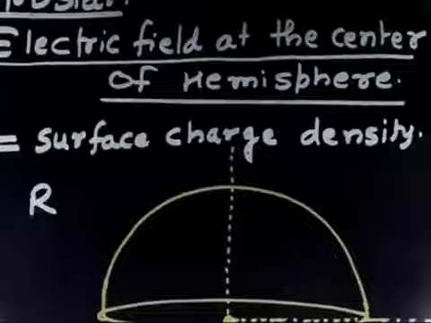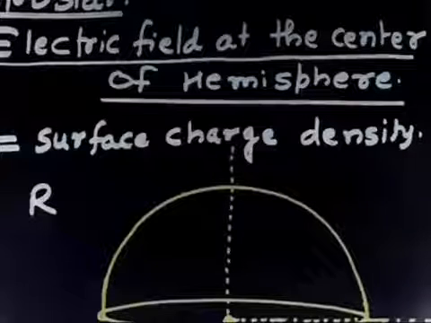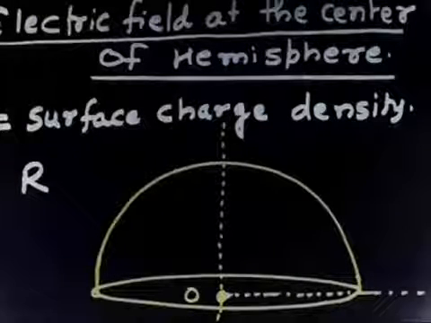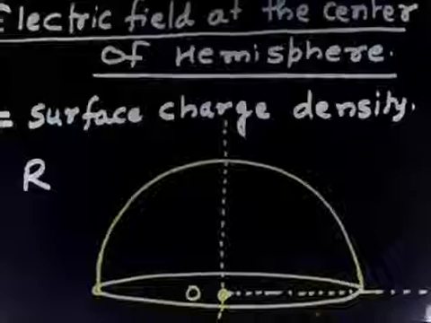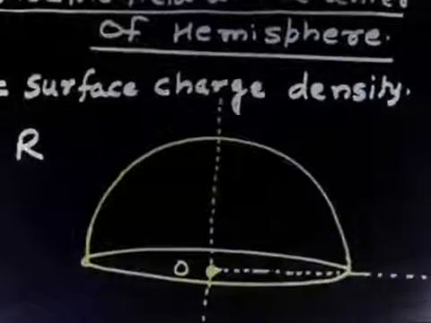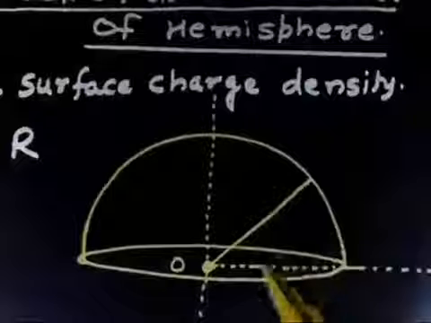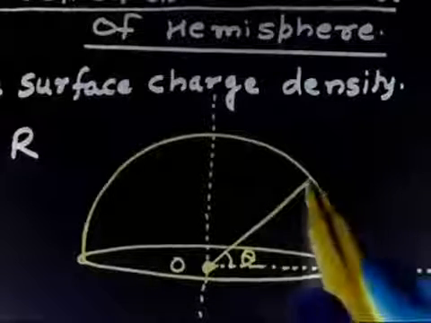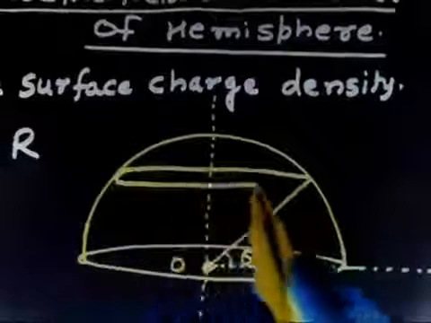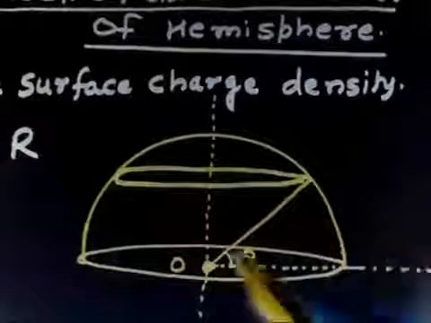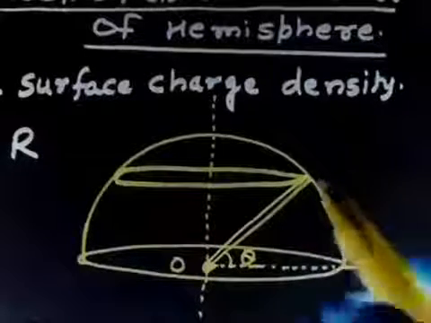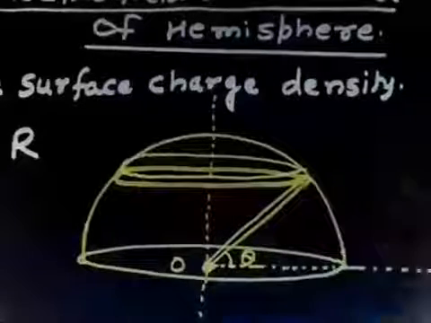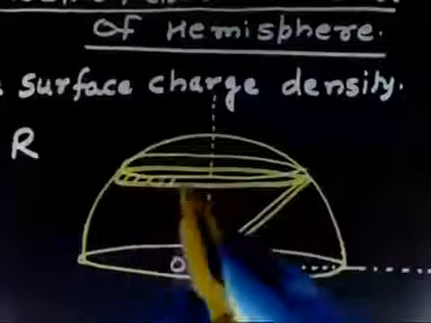So how will you proceed for finding the electric field at point O? Let us say this point is O, the center of the hemisphere. What we can do is ring summation. Let us say I have an angle theta, and at this angle theta there is a ring. Now at d theta I have another ring. So if I cut two rings at theta and theta plus d theta, I will have this elemental ring.